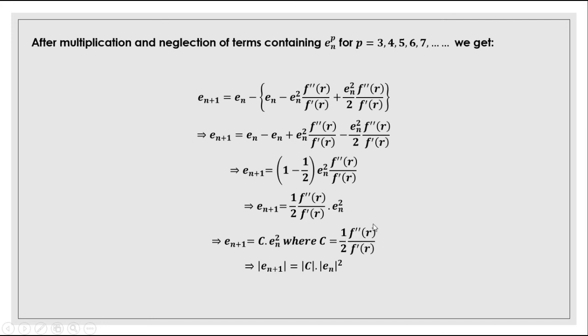After substituting r in f''(r) and f'(r), you will get a constant value, and a constant value multiplied by another constant will once again give a constant value. So if we consider that this value is some constant c, we will get |e_(n+1)| is equal to c times |e_n| whole power 2. By the definition of convergence, this represents that the scheme has the second order of convergence.